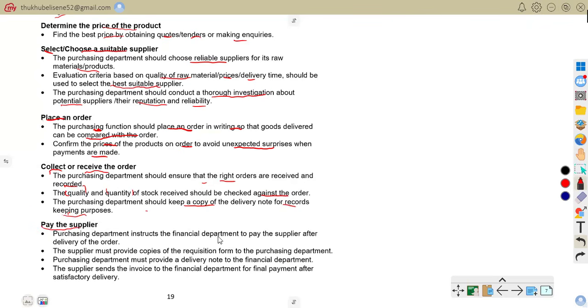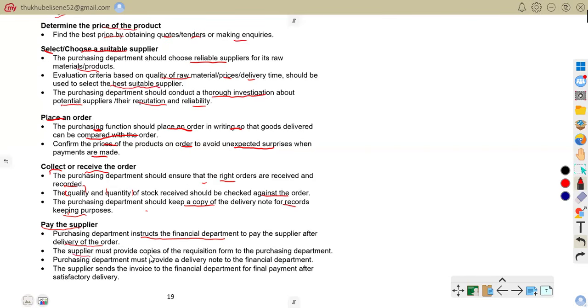Now, after you've collected or received the order, now you can pay the supplier. The purchasing department instructs the financial department to pay the supplier after delivery of the order. Now we instruct the financial department to release the money to pay the supplier.